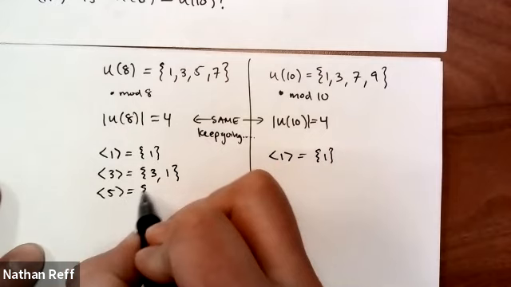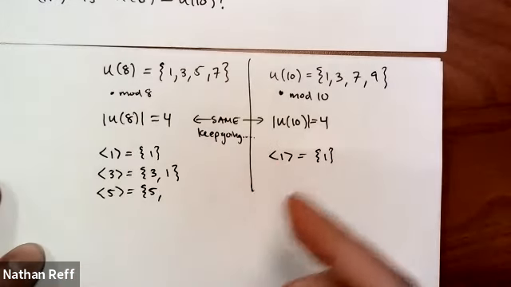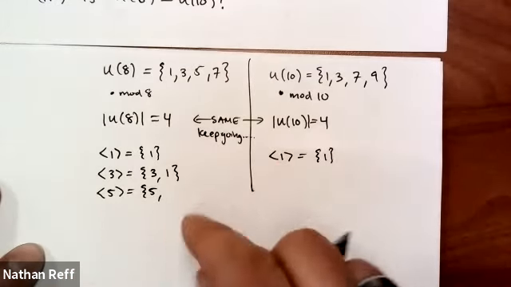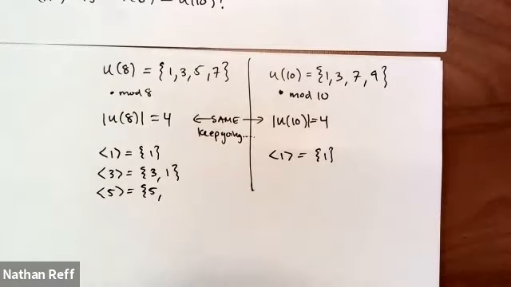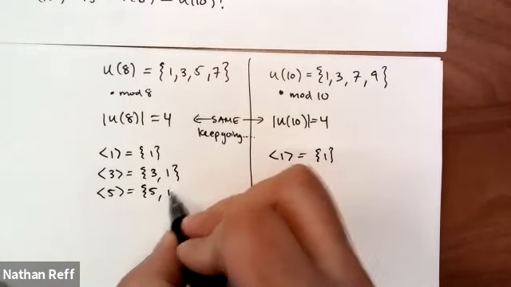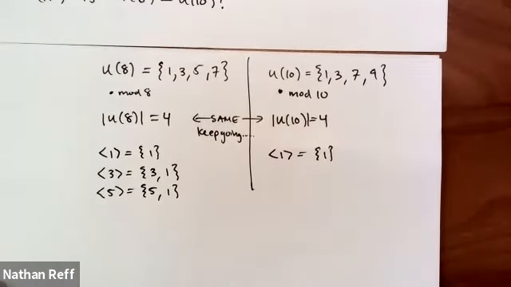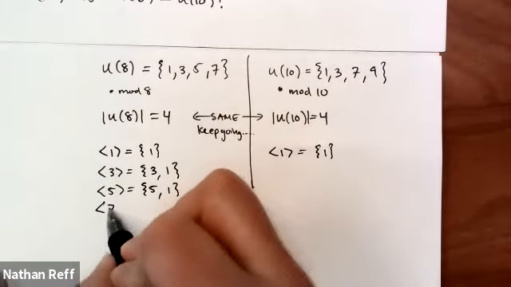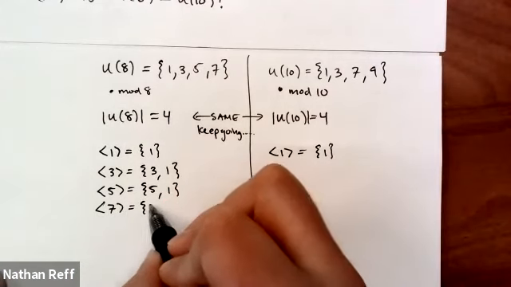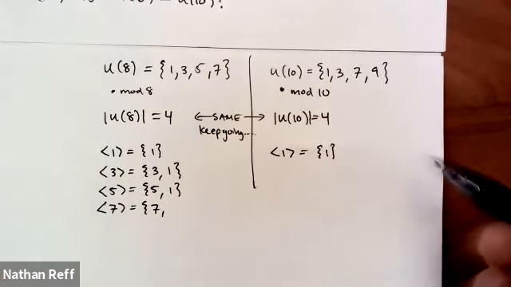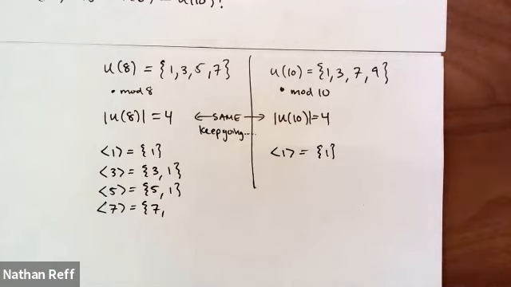5. And then what's 5 squared? 25. Modulo 8 is 1, because 24 is a multiple of 8, right? Or you could just keep subtracting 8, right? And 7 is 40. 7 squared is 49, and 48 is a multiple of 8, so I know that modulo 8, that's going to be a 1 as well.